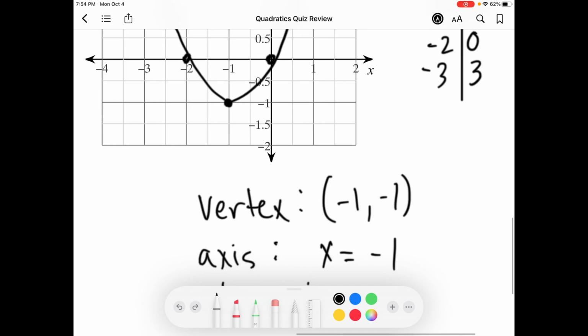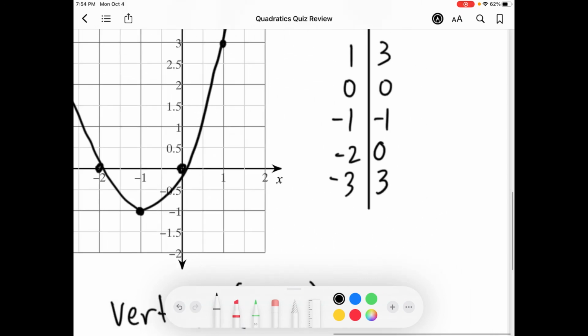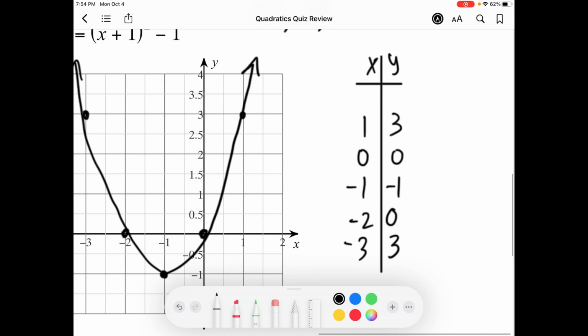And for the solution, you're going to write what the point is, just the x value. So this one, the x value is negative 2. That's one solution. And then this one is 0. So our two solutions to this are negative 2 and 0. And if you want to look at it on your xy table, wherever y is 0, that x value is your solution, which we have 0 and negative 2.